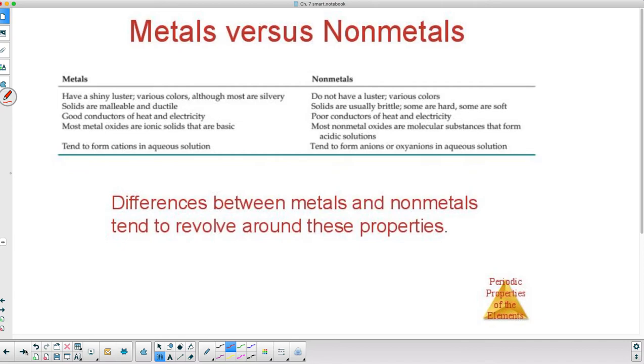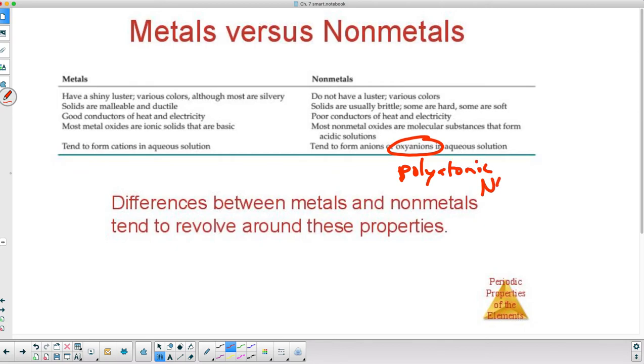Most nonmetals are molecular substances. That means that when you put a nonmetal and a nonmetal together, they are bonding, they are sharing electrons, they are not transferring electrons like ionic substances would do, and they form acidic solutions. They tend to form anions and oxyanions. Oxyanions is a fancy word for polyatomic ions.